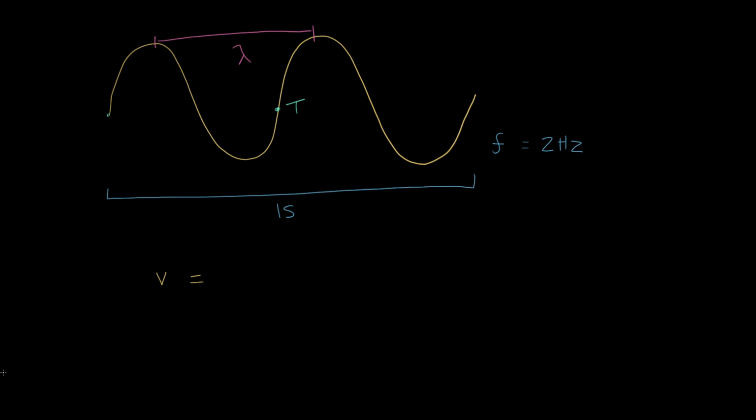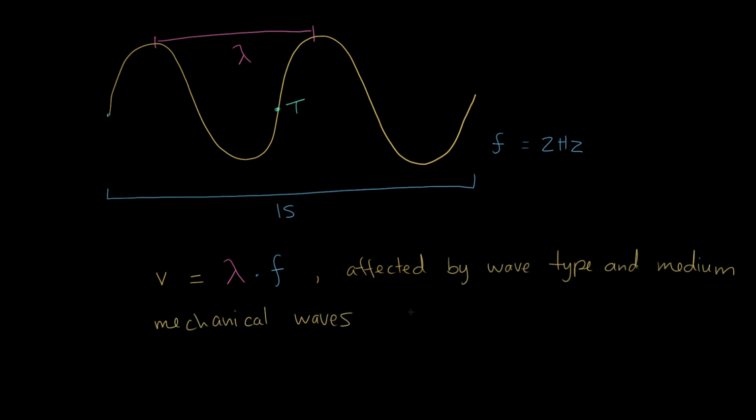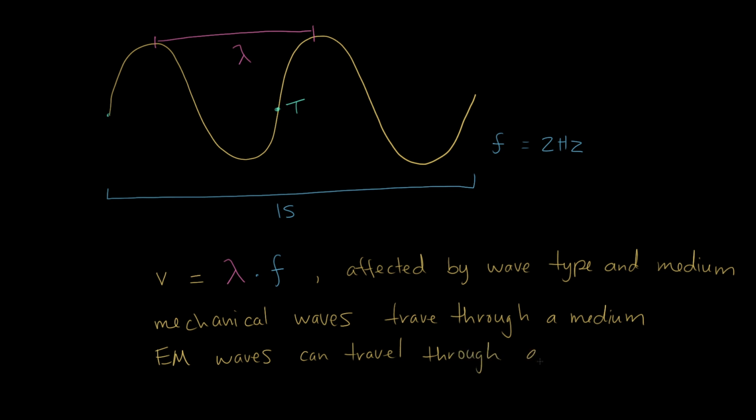Wave speed is found by multiplying wavelength and frequency, and wave speed is affected by the type of wave and the medium through which the wave travels. Mechanical waves are waves that travel through a medium, so sound, the example of a slinky or a rope, ocean waves. And electromagnetic waves, like light, are special because they can travel through a vacuum. They don't have to have a medium in order to propagate. But all waves, no matter what type, transfer energy, not matter.